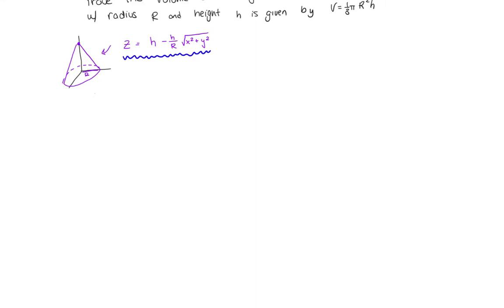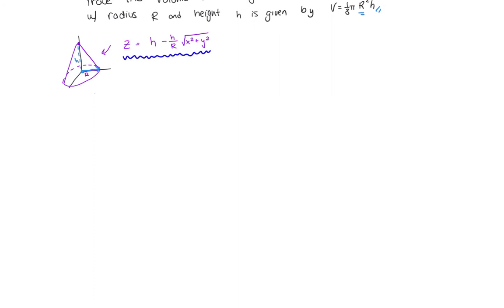Let's work through this example where we see that the volume of a cone is given by 1/3 πr²h. So in this formula, the r, big R, is the radius of the top circle, and the h is just the height of that cone.